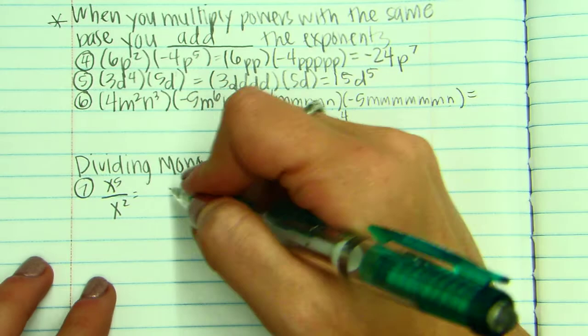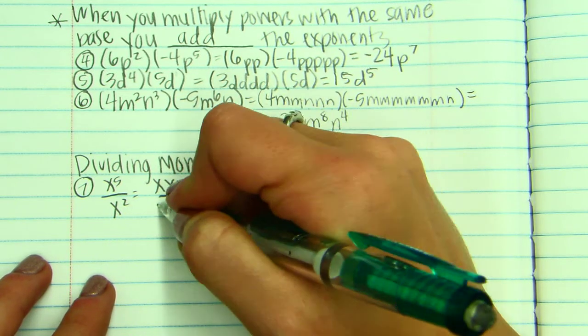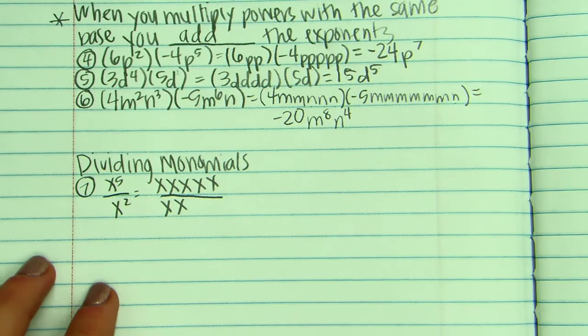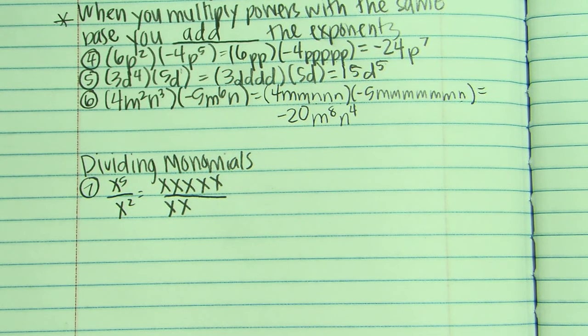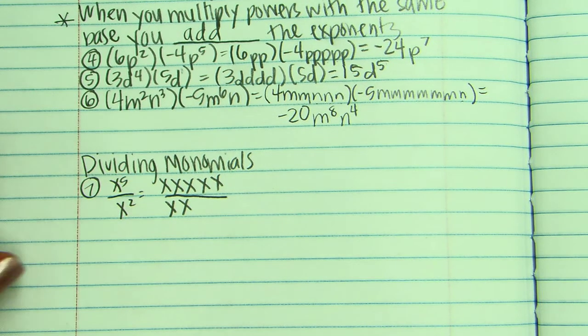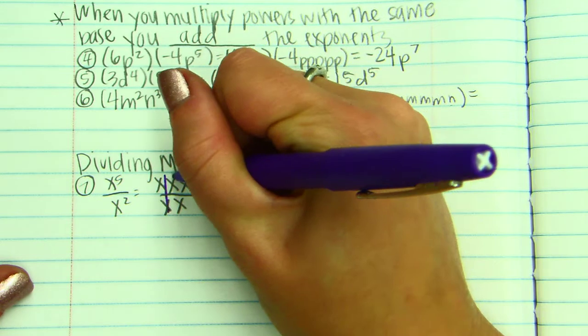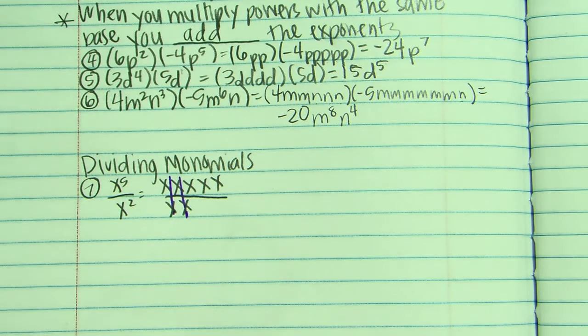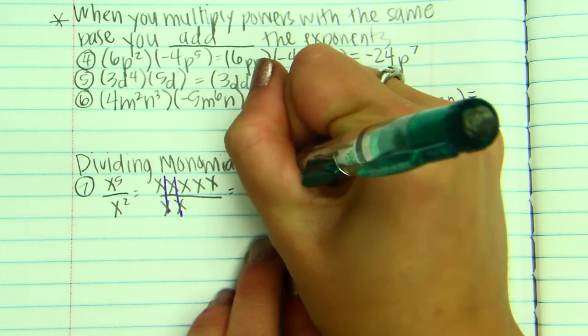So that means I have 5 factors of x on top, 1, 2, 3, 4, 5, and 2 factors of x on the bottom. And then I notice that x divided by x is going to be 1. Anything divided by itself simplifies to 1. So this simplifies to 1, and this simplifies to 1. So if I cross those out, I'm left with 3 factors of x. So I can simplify that by saying x to the 3rd.